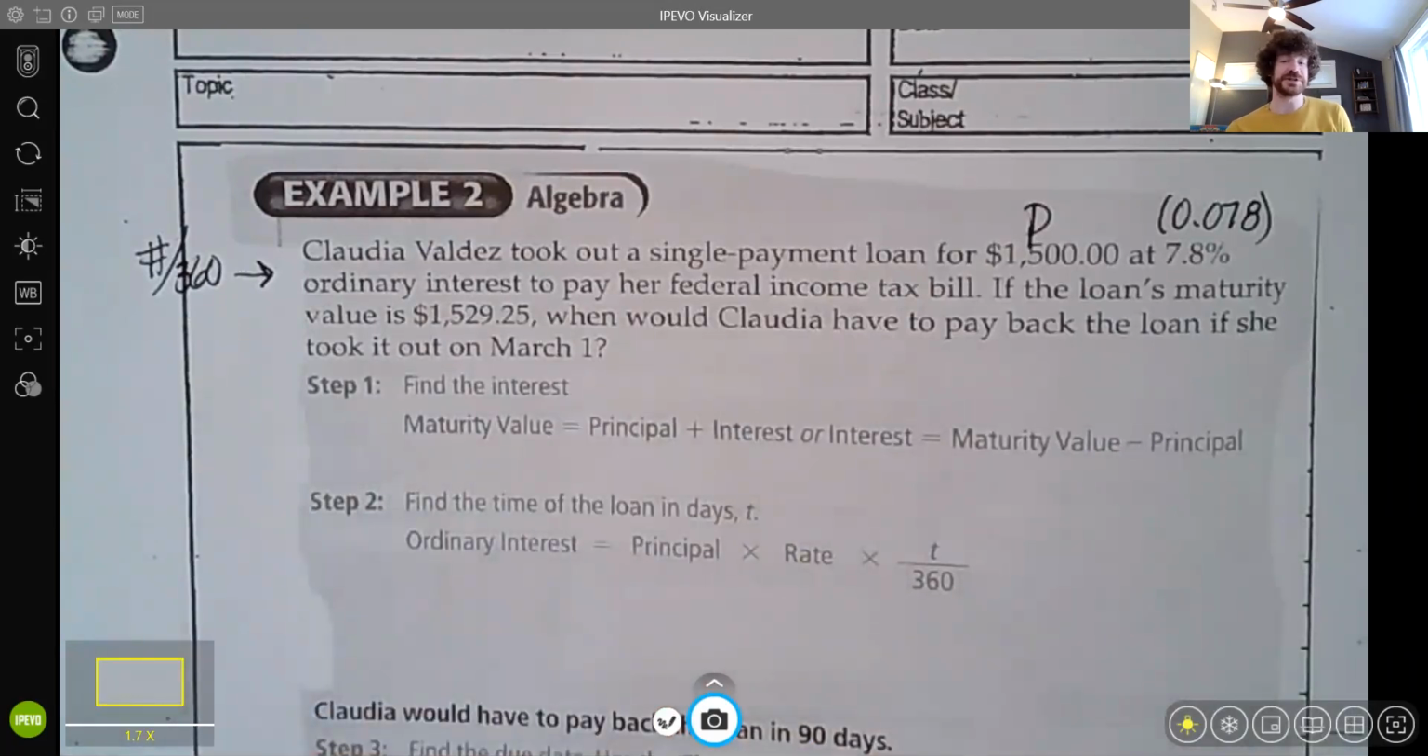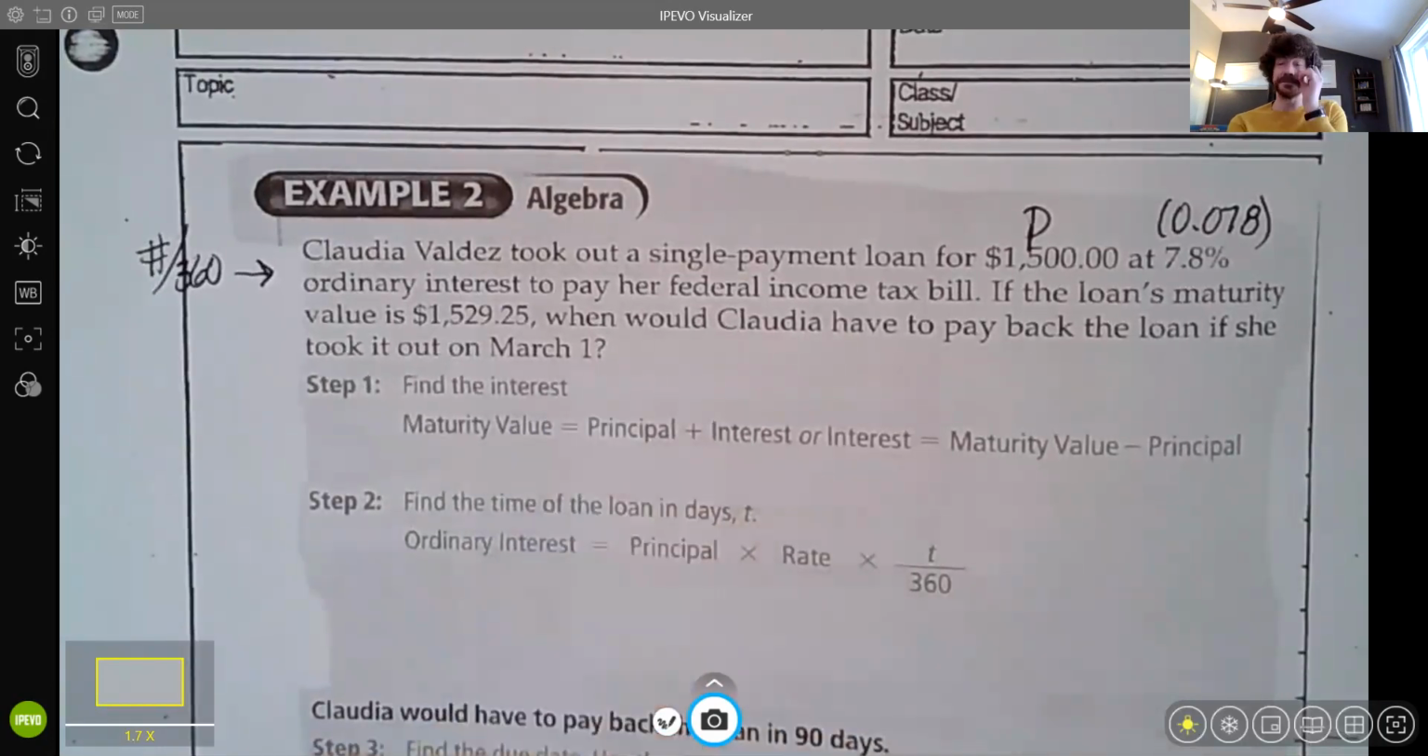Ooh, there's a question. When would she have to pay it back if she took it out on March 1st? So we need to figure out, first of all, the amount that she paid in interest. And then we're going to have to figure out how many days the loan was for, and then figure out how many days after March 1st that is on the calendar. So that's what we've got to figure out here.